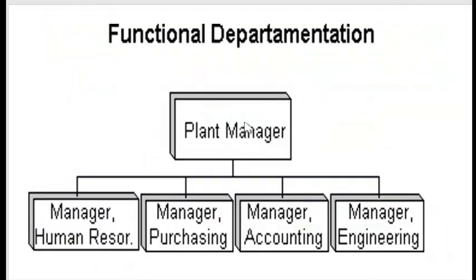So you have a particular plant, say for the company, you have a plant manager, and then you have a manager of human resources, which is used for hiring people, interviewing people, okay, getting people to the job. Then there is a manager of purchasing, who works in the purchasing things. Then some people work in accounting, and some people work in engineering. So depending on what function you do, you have a different department.